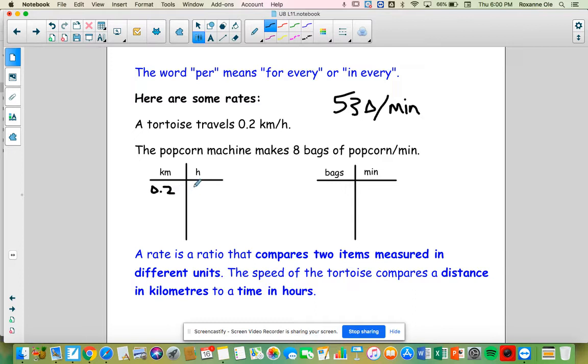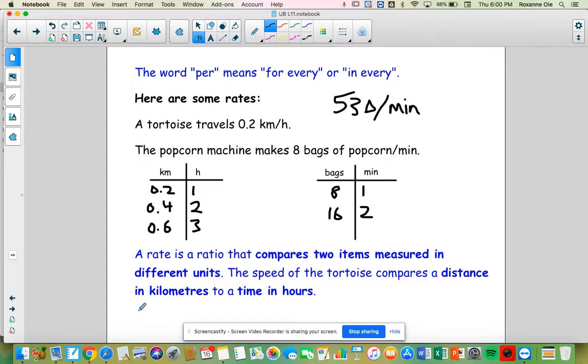in the first hour. So how many would it be after 2 hours? 0.4 after 2 hours. How many would it be after 3 hours? 0.6. So you notice that it's increasing by 2 every time. What about the popcorn machine? It makes 8 bags of popcorn per minute. So in 1 minute, it makes 8 bags. How many would it make in 2 minutes? 16.